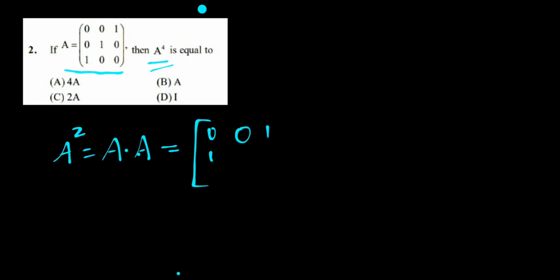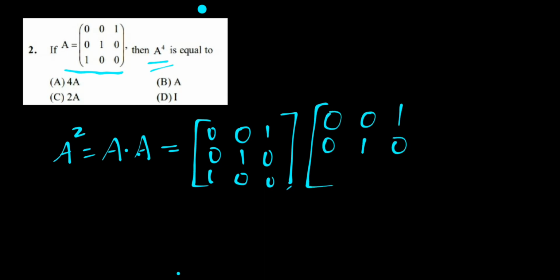Next, problem number 2. This is from matrices. If capital A is the 3 by 3 matrix given, then we have to find the value of A power 4. For that purpose, first I'll find the A square value. A square is equal to A into A, that is nothing but the matrix 0 0 1, 0 1 0, 1 0 0, times the same matrix 0 0 1, 0 1 0, 1 0 0.